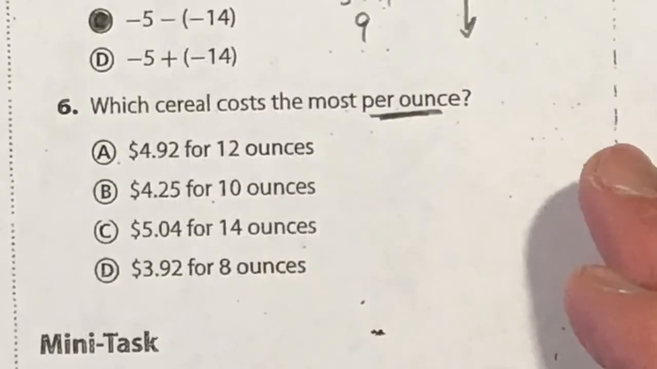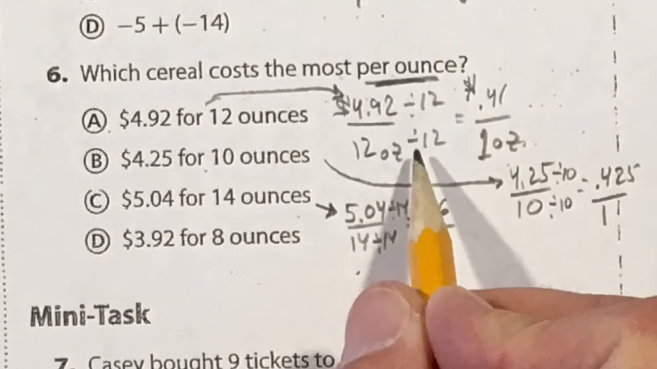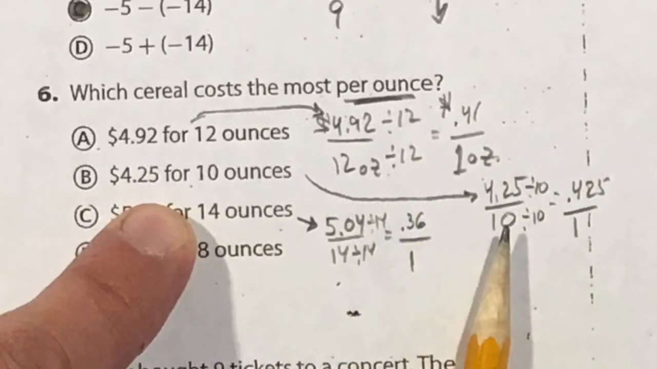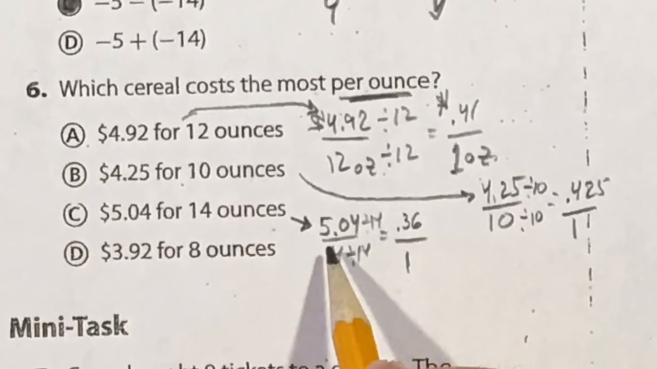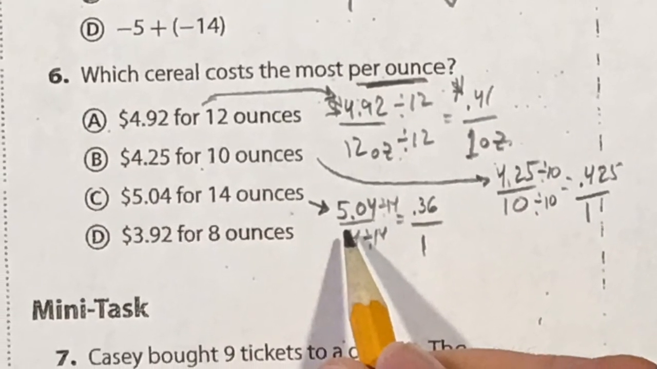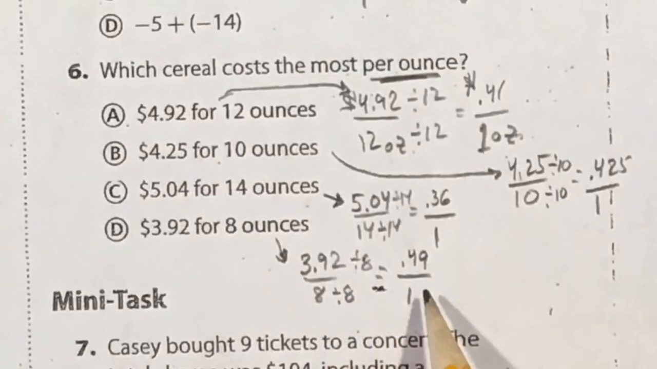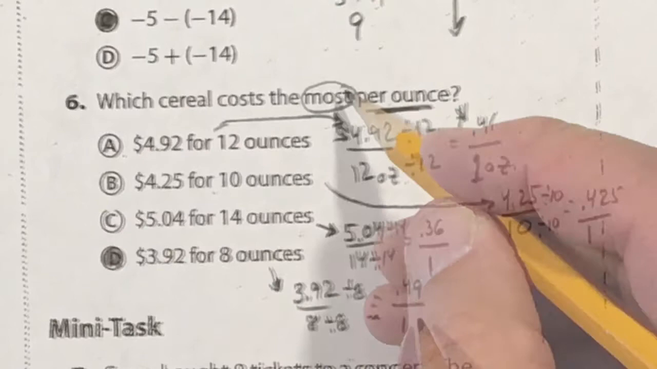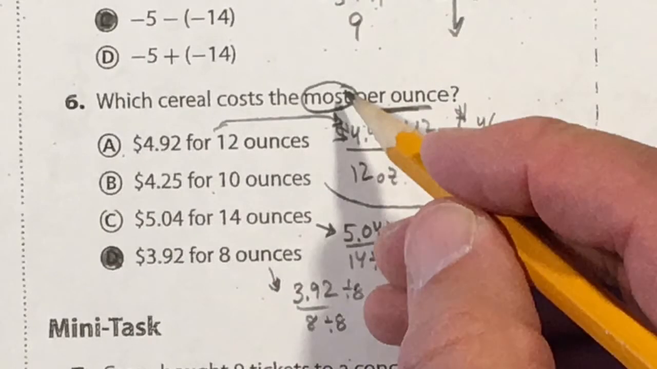So in number 6, we are looking for the cereal that costs the most, so you set up each of the rates as fractions, and you want to change each denominator to a 1, so you divide by the number of ounces in the numerator and denominator. And you'll notice how much it is per ounce, and the answer for letter D is 49 cents per ounce. So that would represent the most per ounce of the cereals.